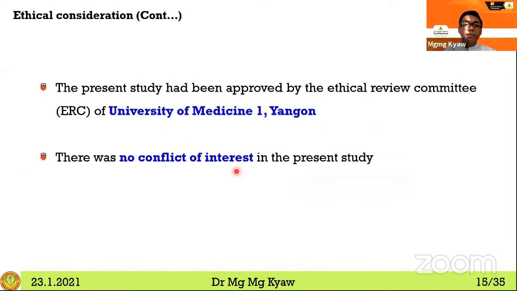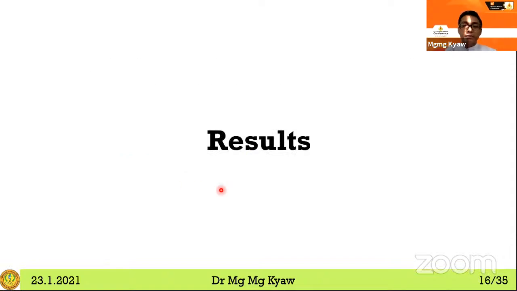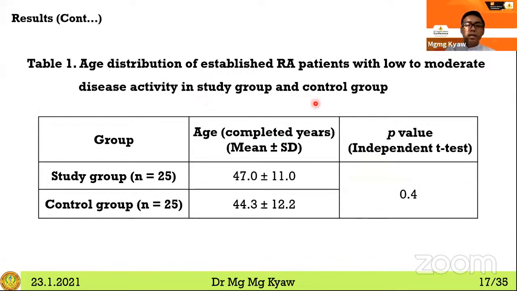Ethical consideration. The present study had been approved by the Ethical Review Committee of the University of Medicine, Yangon. There was no conflict of interest in the present study. Result. Age distribution of study group and control group. The mean age value between study group and control group showed no significant difference.